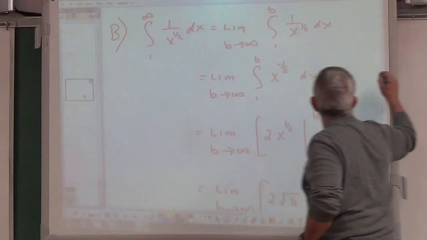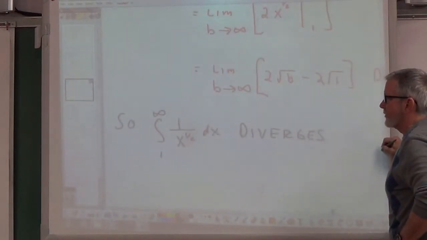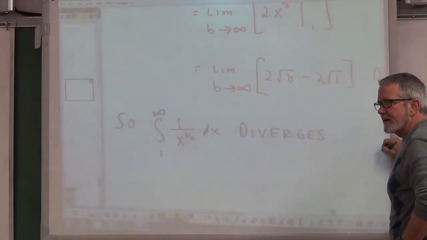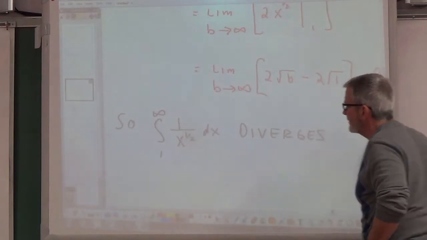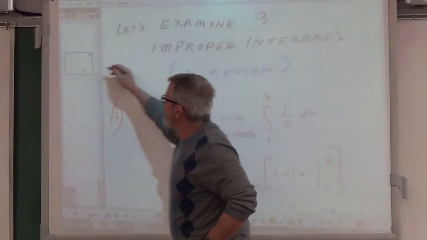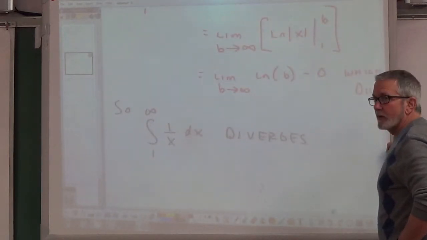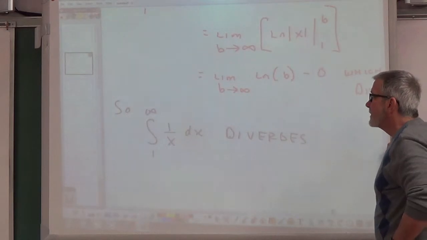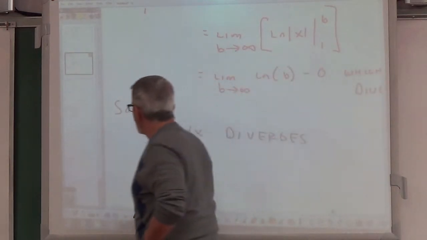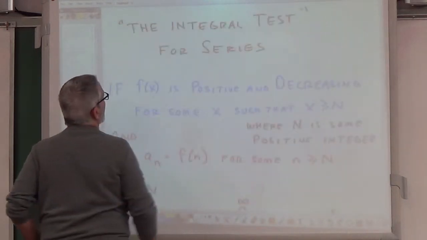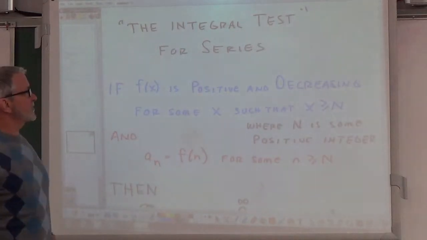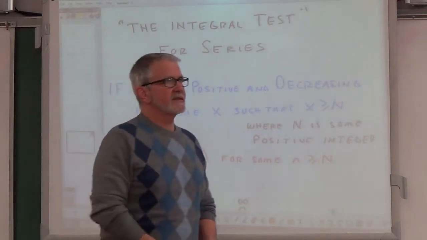I've got this improper integral diverging: the integral from 1 to infinity of x to the negative 1/2, that is 1 over x to the 1/2. And I have this one right here, the improper integral from 1 to infinity of 1 over x dx, also diverging. So where are we going to go with that? What we're going to do now is look at the integral test for series.